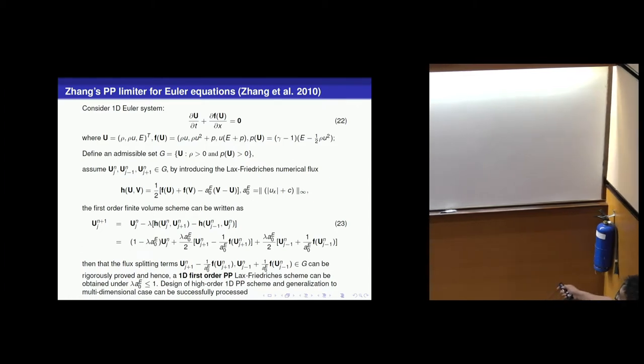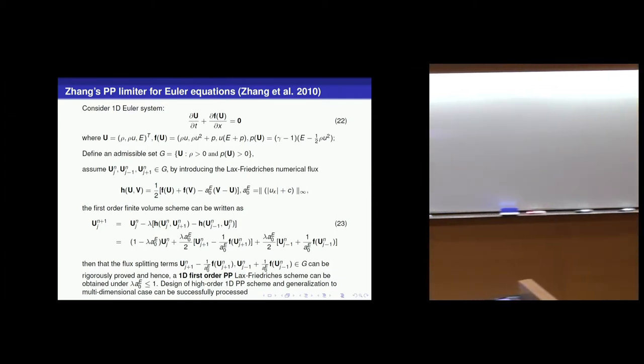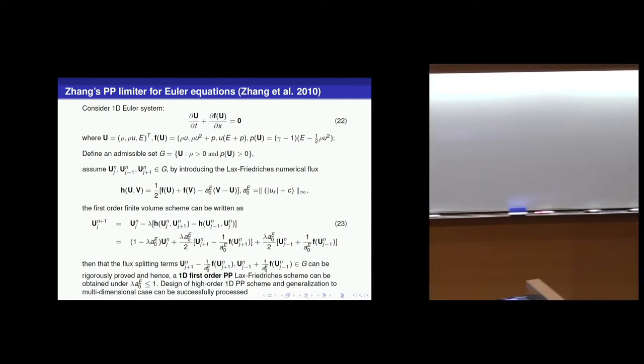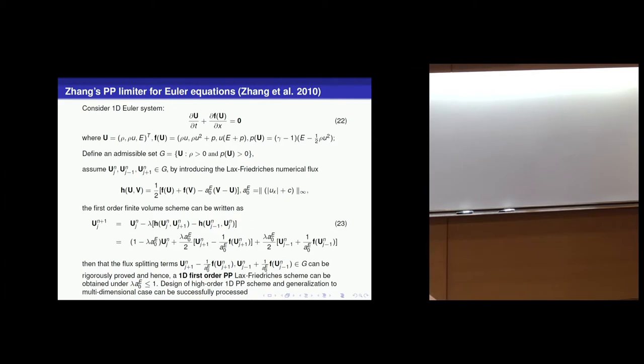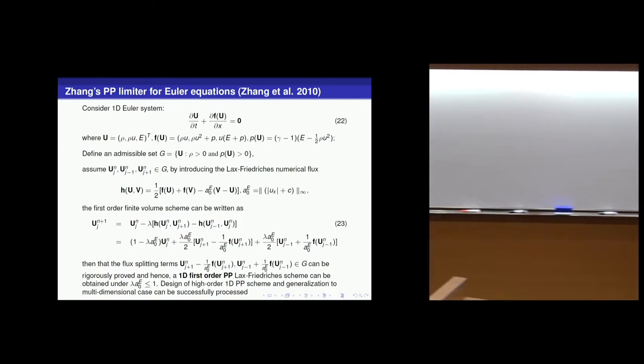For this one, we can prove it very simply, just a straightforward proof. For this one, we just make a very simple assumption: 1 minus lambda A0 is larger than 0. We know that lambda is just a CFL number, delta t over delta x, so it just controls the time step. But anyway, that assumption is reasonable, so we can get that.